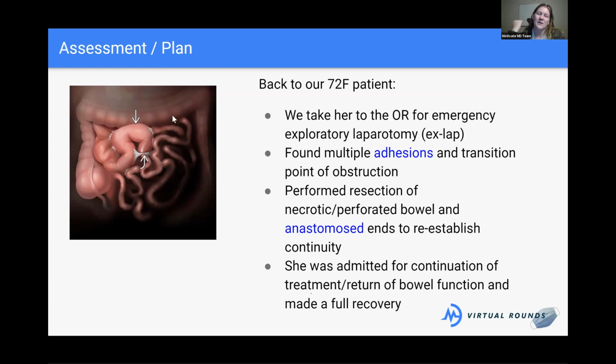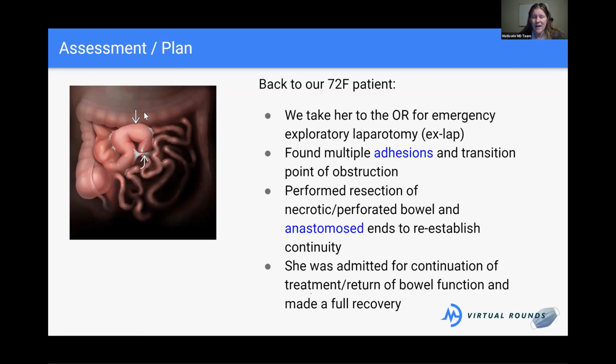We found in this patient multiple adhesions and a transition point, like I mentioned. Sometimes you can see it on CT and sometimes you can't. This picture does a good job of depicting what a transition point looks like. It's exactly what it sounds like. It's where it transitions from being normal to super dilated.